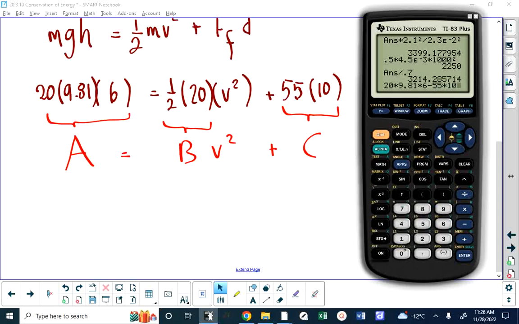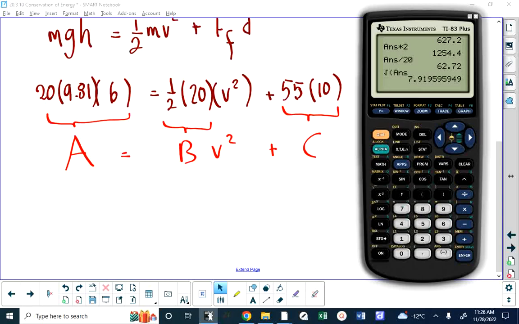This is how I would proceed. 20 times 9.81 times 6 minus 55 times 10. Now I'm going to multiply by 2 to get rid of that half. I'm going to divide by 20 to get rid of the 20. And then I can take the square root and get 7.9 meters per second.